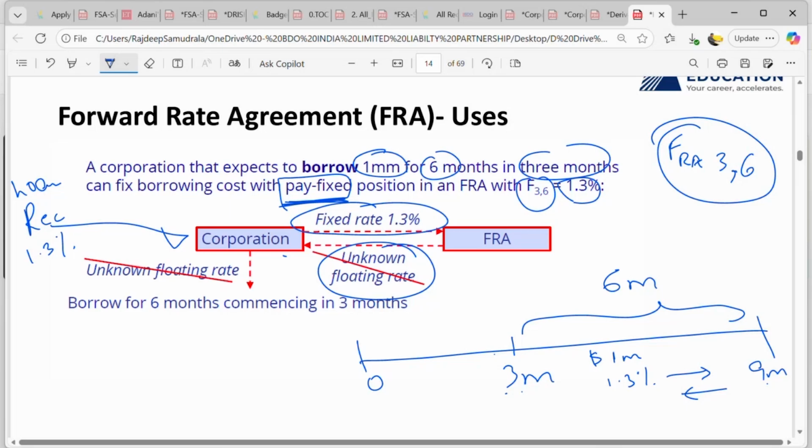अभी समझा कि नहीं? So these agreements are very useful for people to convert their business exposure from fixed to floating or floating to fixed. Now you got the logic? High level है ये थोड़ा.